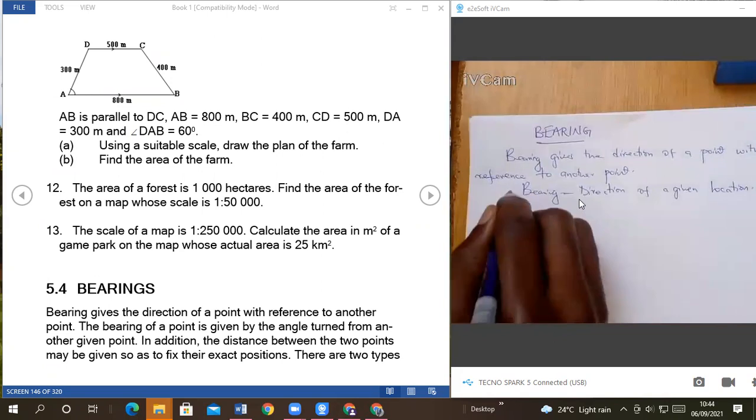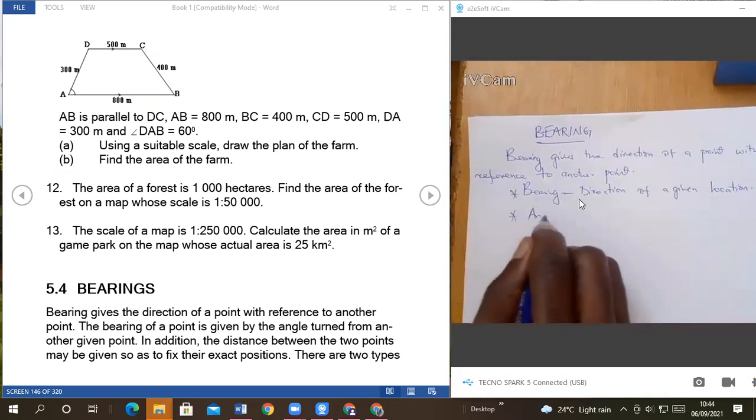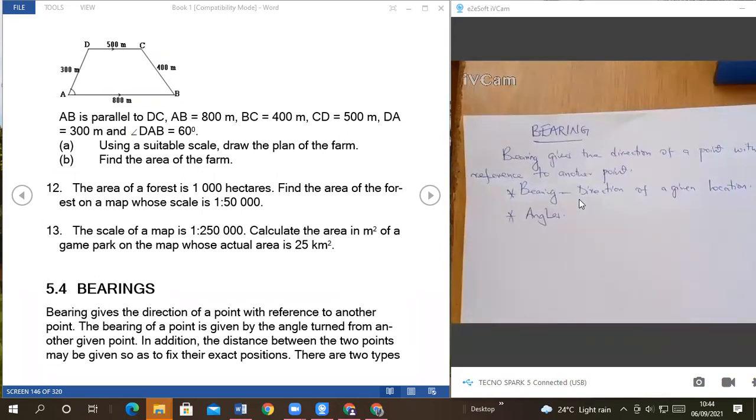There's also another thing you have to take note of there: angles. We shall look at angles also. So what is angles, members? What is angles?